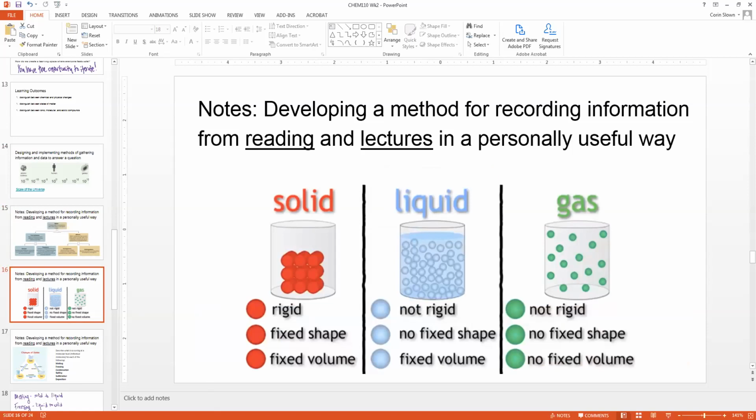Interestingly, we also need to make sense of the different states of matter. So solids are rigid, they have a fixed shape and a fixed volume. Liquids are not rigid, they have no fixed shape and no fixed volume. And gases are not rigid, they have no fixed shape and no fixed volume.